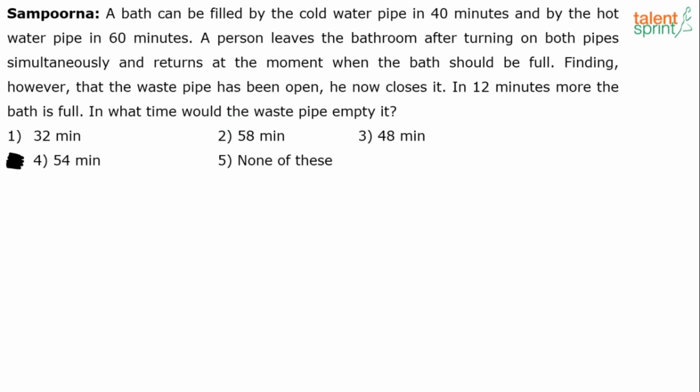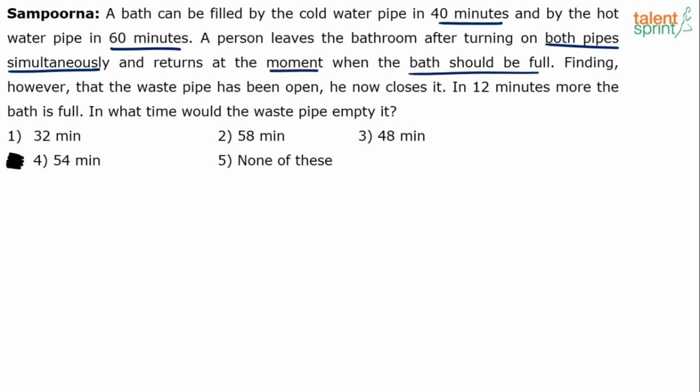If you read and understand the question, the important parts are: there is a bathtub which can be filled by the cold water pipe in 40 minutes and by the hot water pipe in 60 minutes. So there are two pipes here, pipe A and pipe B, like our usual case. One pipe takes 40 minutes to fill the tub, and the other takes 60 minutes. Now a person leaves the bathroom after turning on both pipes simultaneously, and returns at the moment when he knows that the bath should be full.